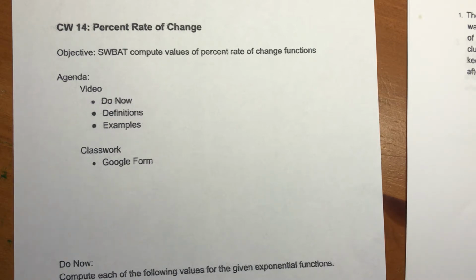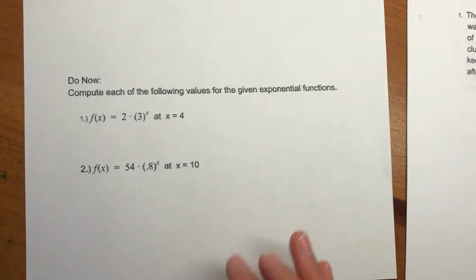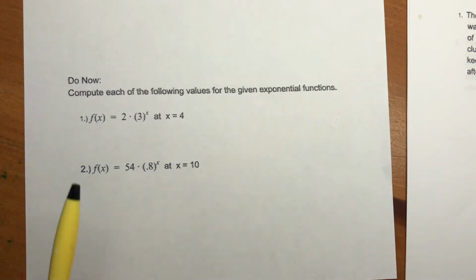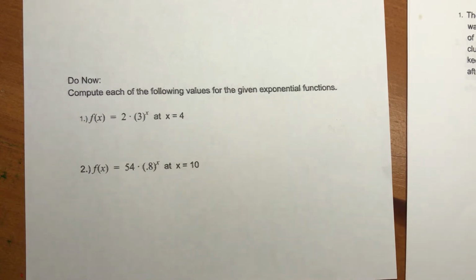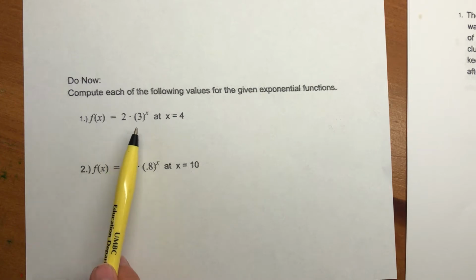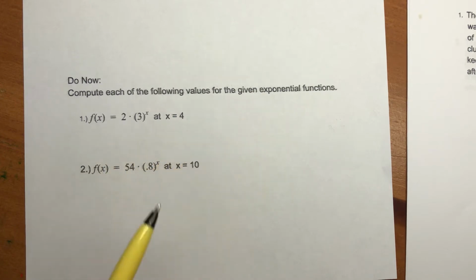So for the do now, take a second to try these on your own. The directions are to compute each of the following values for the given exponential functions. So for number 1, f of x equals 2 times 3 to the x at x equals 4. Pause the video, take a second to do those on your own.